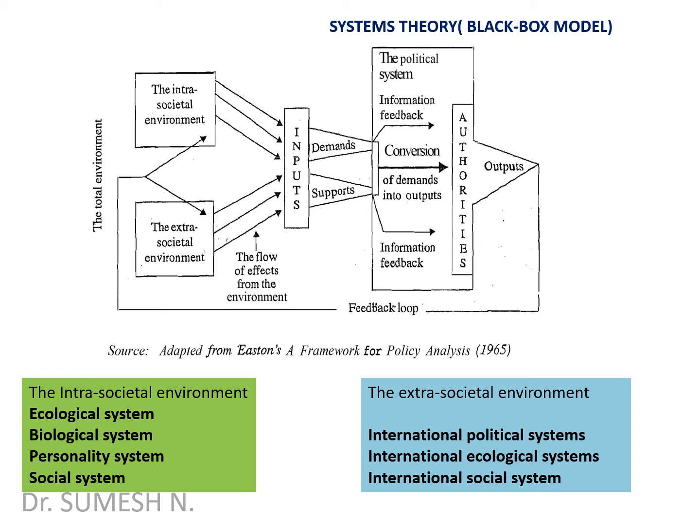So that is an authoritative allocation of values. That is, outputs are coming out of the political system, and when the system produces that kind of outputs, which go to the society and the environment, it creates some kind of effect in the environment. It may positively or negatively affect the people. So people may have some issues regarding the decisions or the outputs taken by the government.